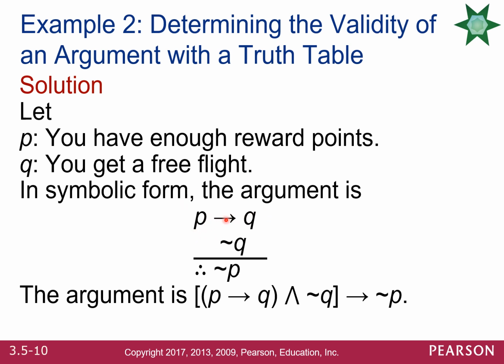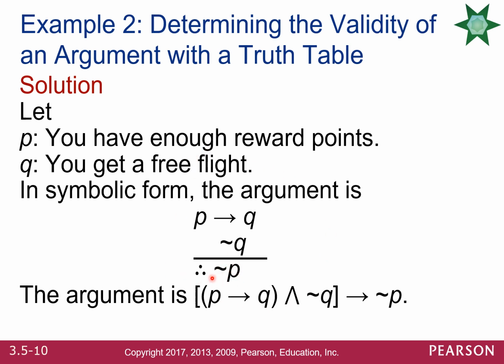The first one was a conditional statement saying that if you have enough reward points, you get a free flight, right? And the second premise was you do not get a free flight, which was a negation of Q, correct? Q was you get a free flight, and the premise was you did not get a free flight. So it was a negation of Q, and that's why we have the negation not Q symbol. And then for the conclusion, we have the therefore symbol. What was the conclusion? If you recall, it said that you do not have enough reward points. And that was a negation of P, so that's why we have it as not P.